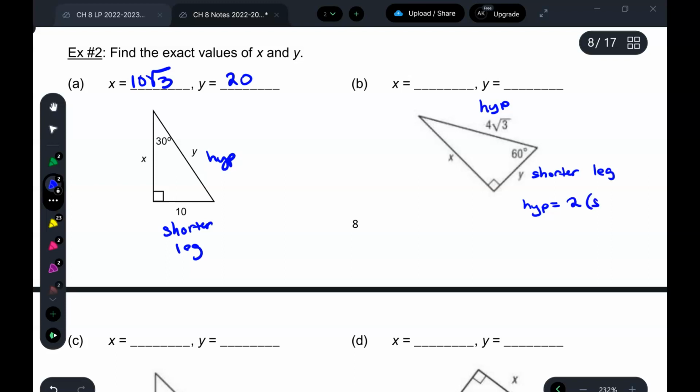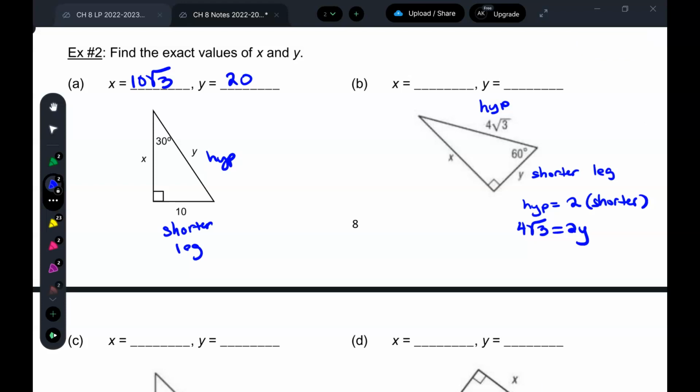And then x is 6. So if the hypotenuse is 2 times the shorter leg, this one's divided by 2. I gave you 4 root 3. Should be 2 root 3. Good.